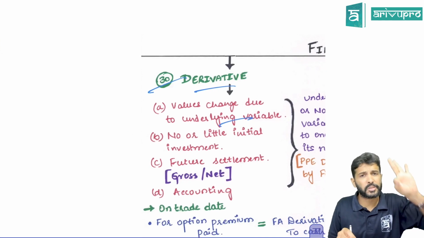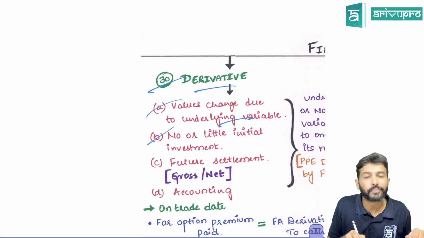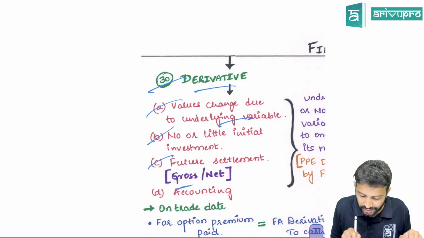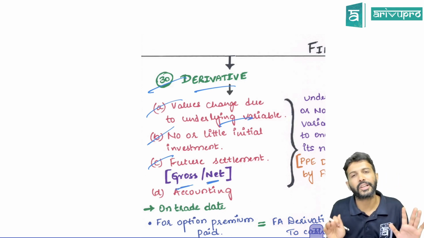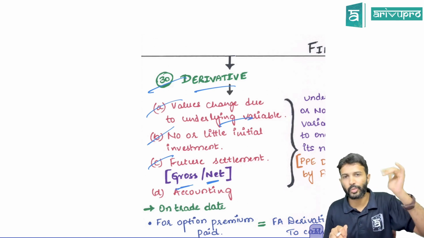And two, the initial investment is either less or on the lower side. Three, settlement will happen at a future date. And this settlement could be on a gross settlement basis or a net settlement basis. Normal types of derivative financial instruments that we see are forward, futures, option, swap, etcetera.